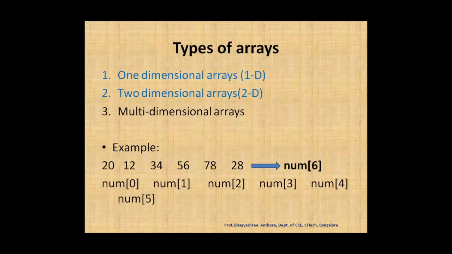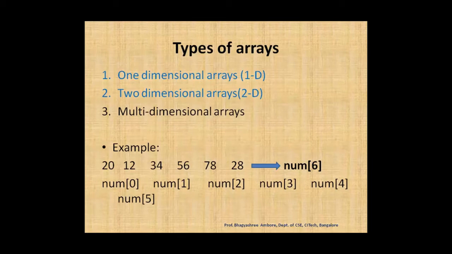When we have only one line of data, because the data is just in a row, I can go with a one-dimensional array. When I have tabular data, rows and columns, then I'll go with two-dimensional arrays. When I have more dimensions, then I go with a multi-dimensional array.